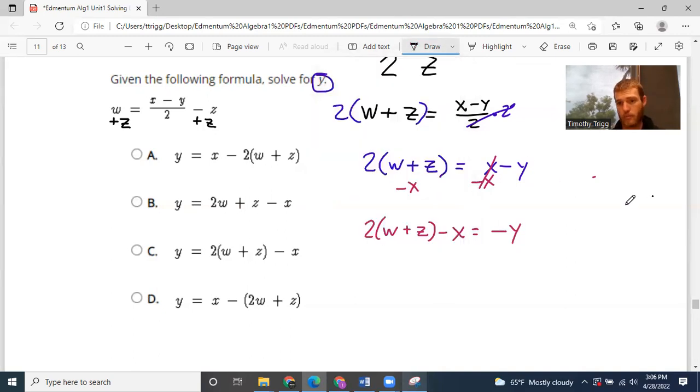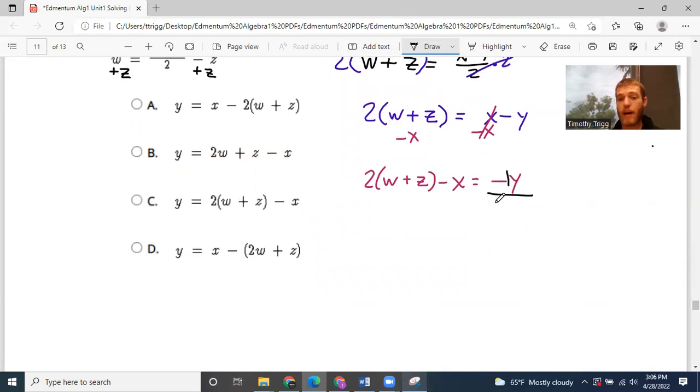You can think of this as a -1 times y. So to cancel it, you can divide by -1 on both sides of the equation. Well, that gives us y by itself. That's good. Now on the left side, that changes both these signs. So instead of a +2 here, it's going to be a -2. Instead of a -x, it's going to be a +x. So I'm going to put my +x first, and then minus 2 parentheses w plus z. Okay. That was a tricky one, I would say.